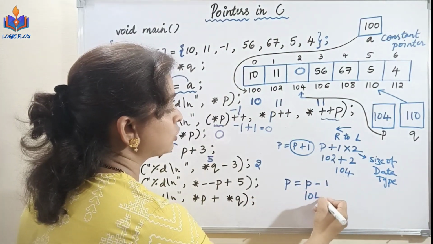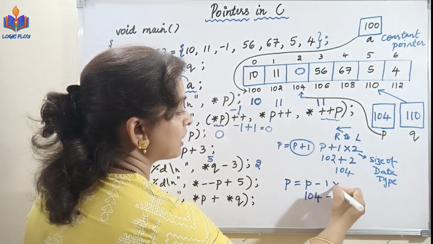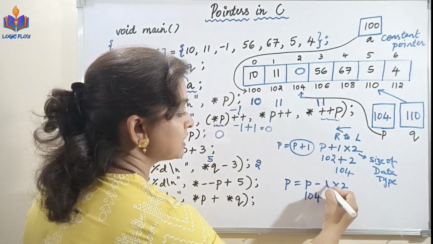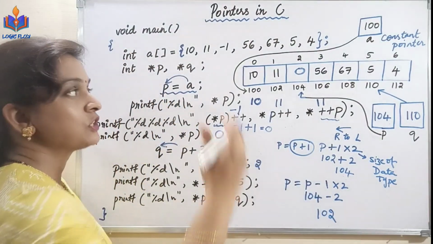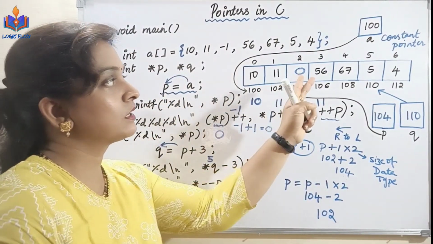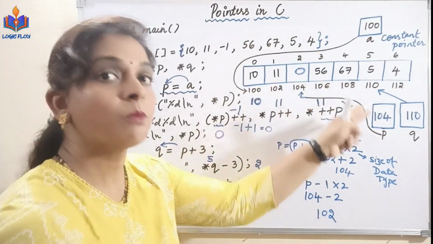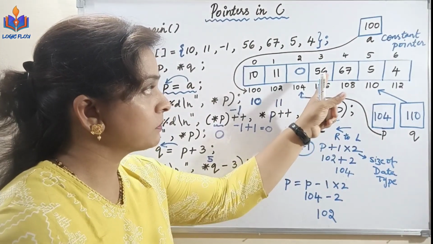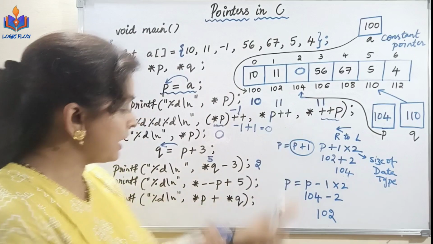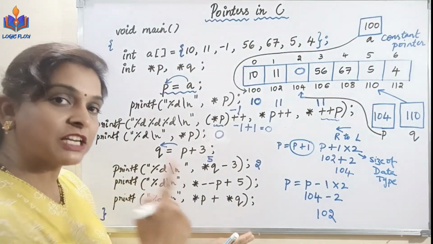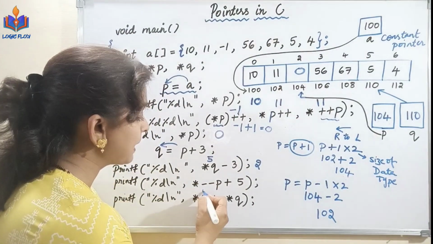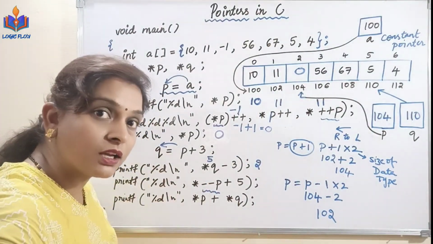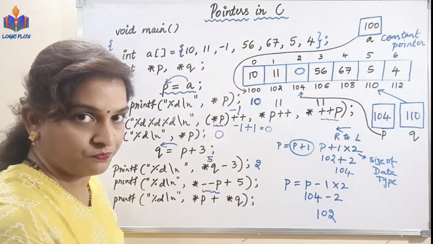So minus minus P means P equal to P minus 1. P is pointing to 104 minus 1 into 2. 1 into 2 is 2, 104 minus 2 is 102. Minus means go backward, plus means move forward. So minus means I am going backward by 1 location. As it is a prefix decrement, the decrementation has to be done first.